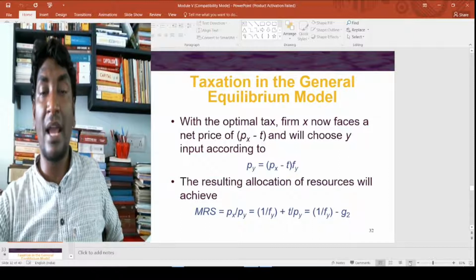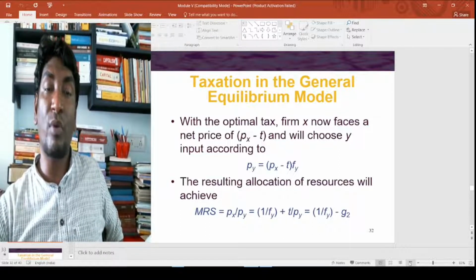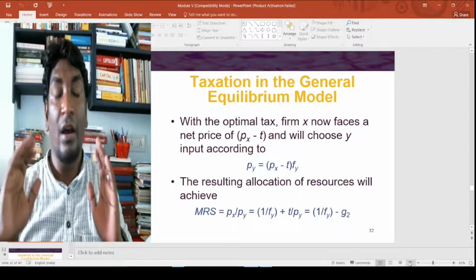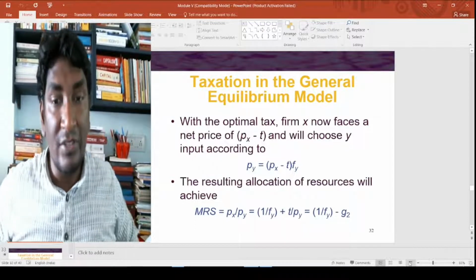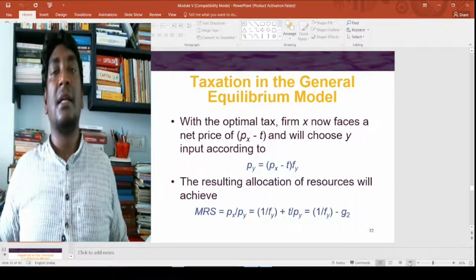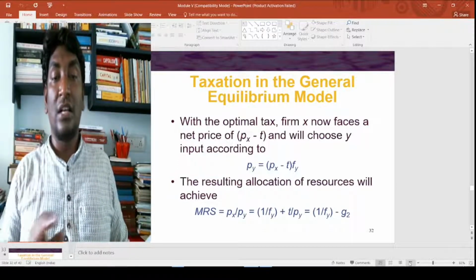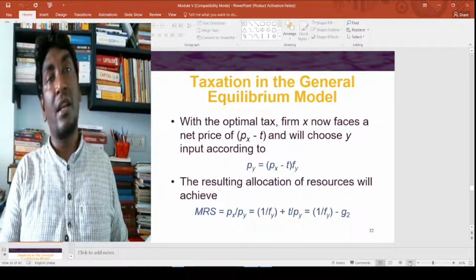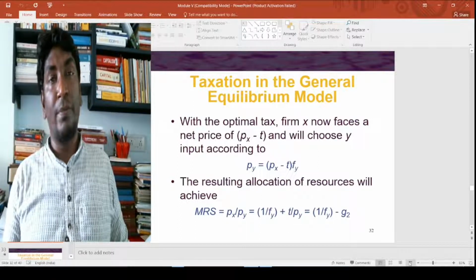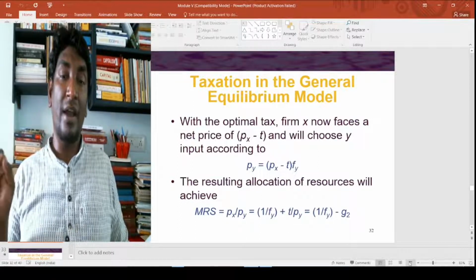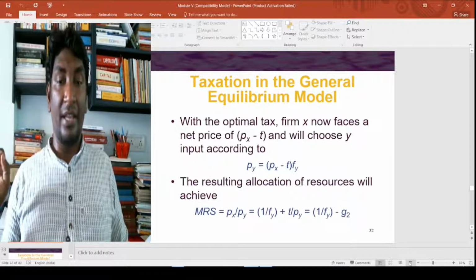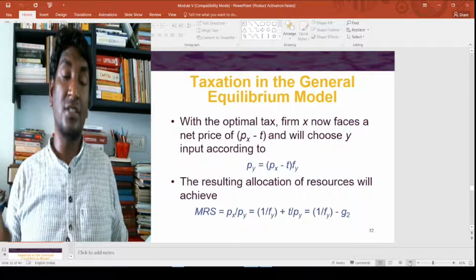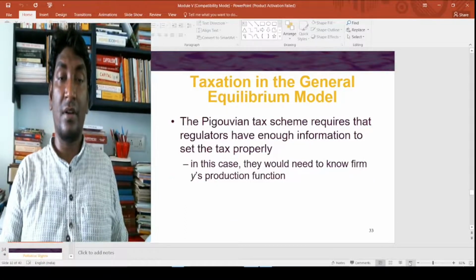So with the optimum tax, firm X now faces a net price of Px minus T and will choose Y input according to Py equal to (Px minus T) times Fy. So the resulting allocation of resources will achieve the marginal rate of substitution, MRS, which is equal to Px by Py, which is equal to 1 by Py plus T by Py, which is equal to 1 by Fy minus G2. So this is the culmination of that.